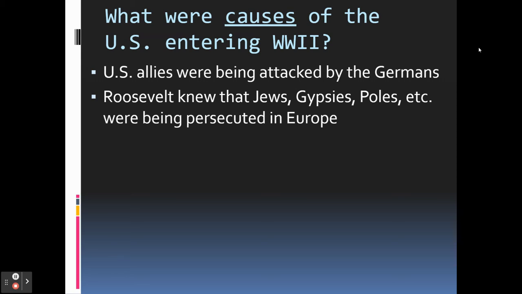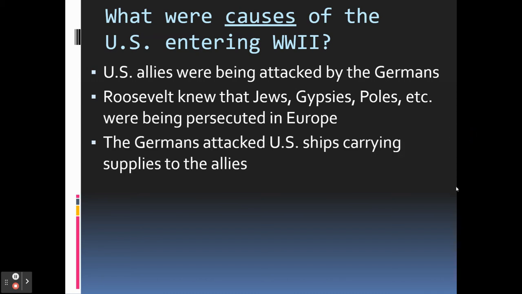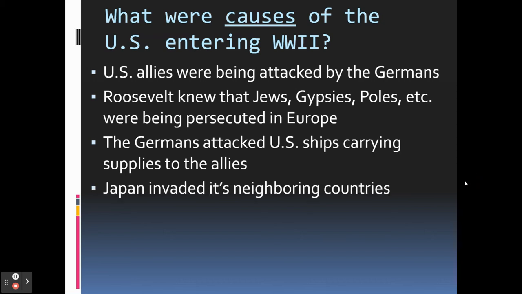Roosevelt knew that Jews, Gypsies, and Poles, etc., were being persecuted in Europe. He did not understand just how bad it was. No one in the US really understood that there were gas chambers and that people were dying by the hundreds of thousands and then millions. We didn't realize that. The Germans attacked US ships carrying supplies to the Allies just like before World War I.